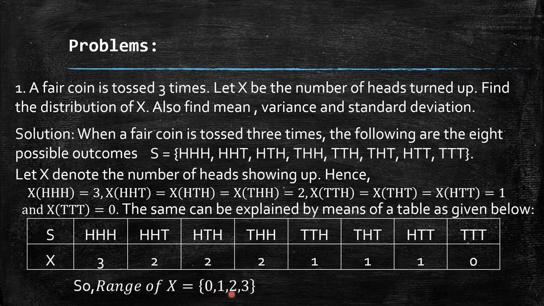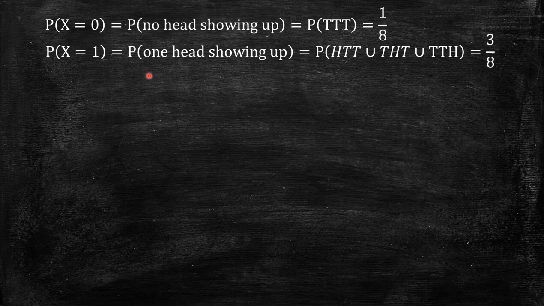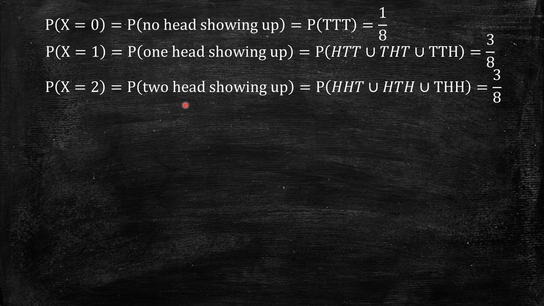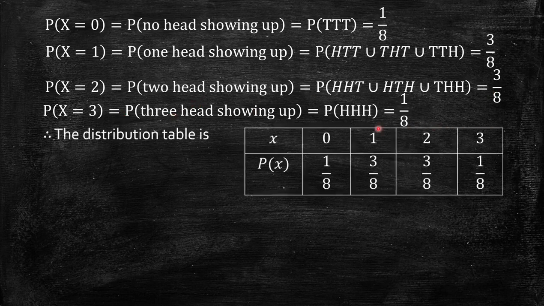Now for each x, we have to find the probability function p of x, which I can find easily. Probability of x equal to 0, that means probability of no head showing up, TTT, so out of 8, 1 by 8. What is the probability of x equal to 1? 1 head, there are 3 possibilities, so 3 by 8. X equal to 2, 2 heads: HHT, HTH, THH, so it is 3 by 8. Probability of all 3 heads is 1 by 8. So I can prepare a table for each x, that is 0, 1, 2, 3. Its corresponding probability function p of x is 1 by 8, 3 by 8, 3 by 8 and 1 by 8.